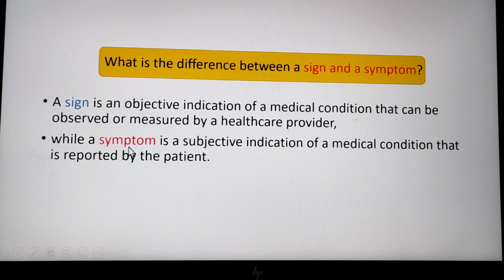Now we will see an example of a symptom. A symptom example is pain, which is experienced by the patient and reported to the doctor as, "Doctor, I have abdominal pain." So the doctor will investigate why the pain is coming and what the underlying condition of that pain is. So the symptom is experienced by the patient and reported to the doctor by the patient, while the sign is observed and measured by the healthcare provider.